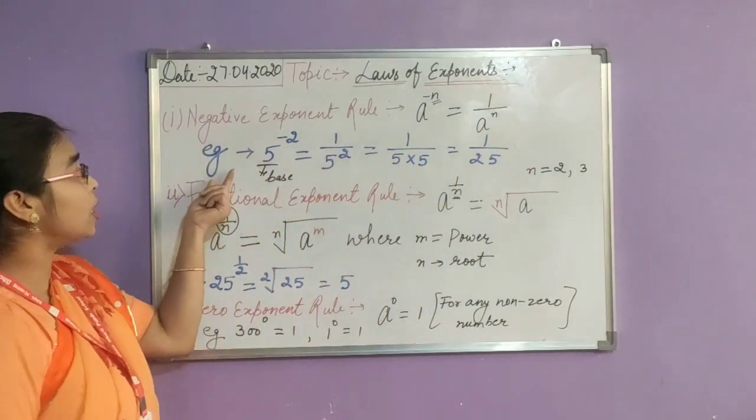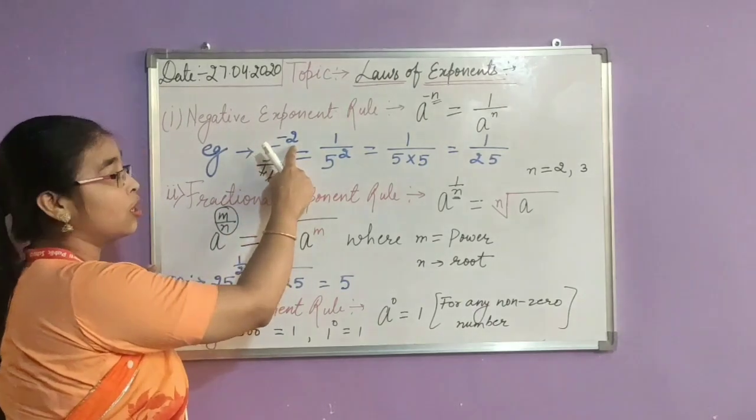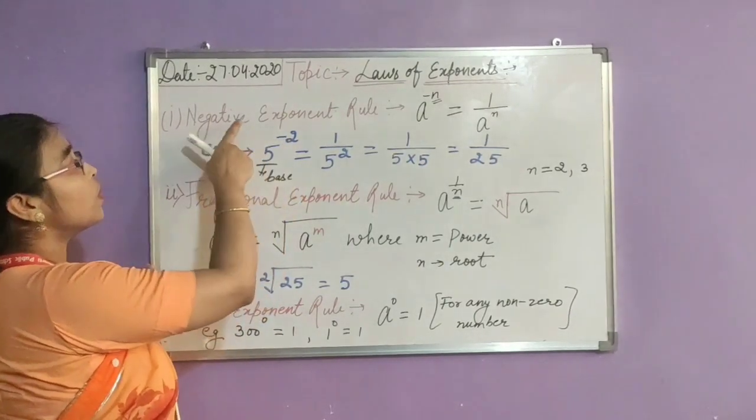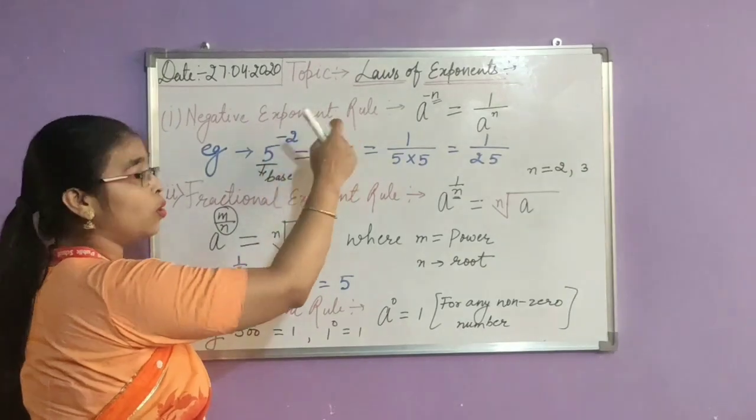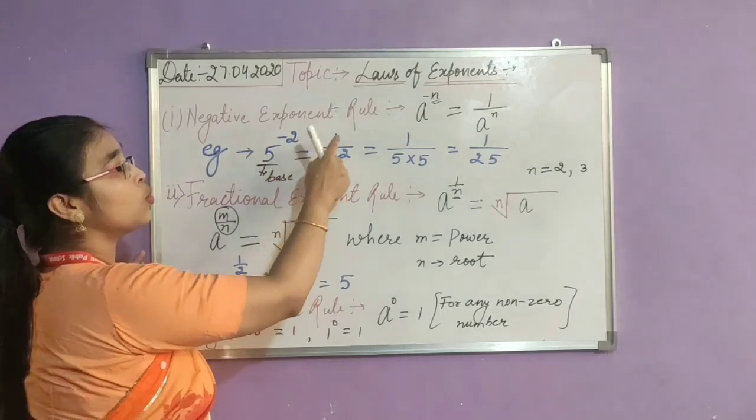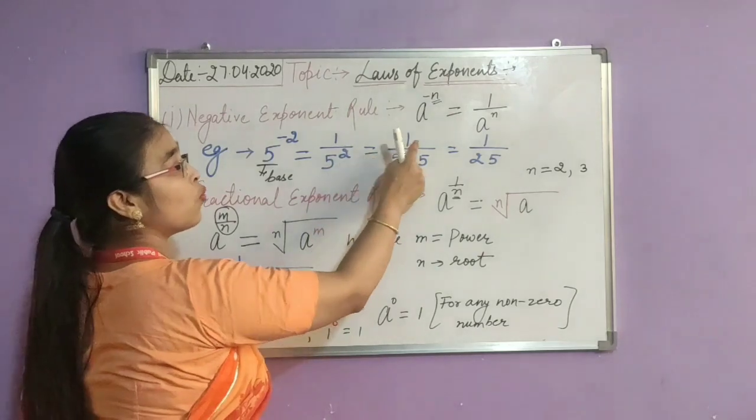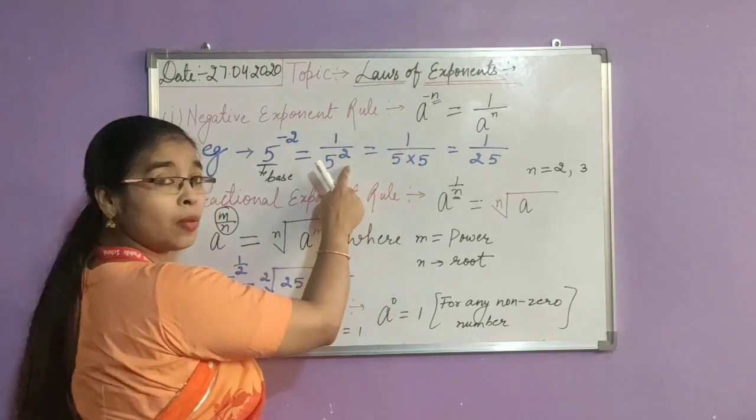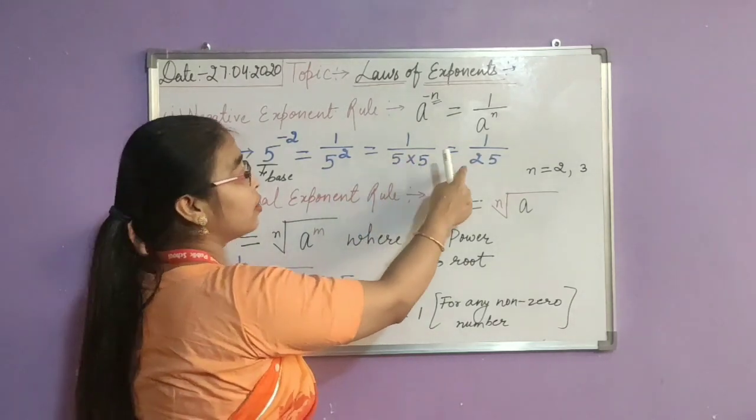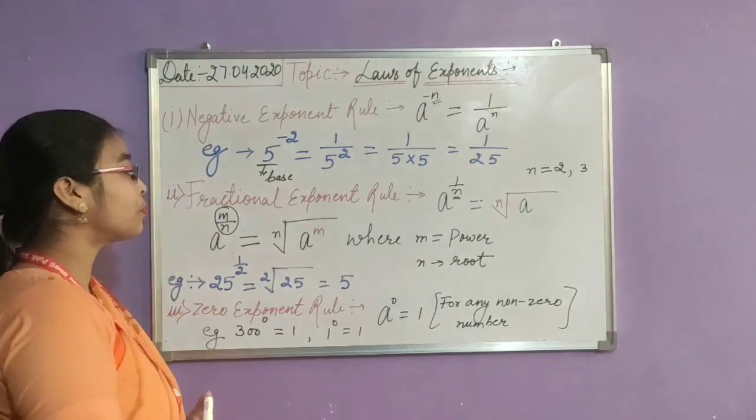Okay, now see the example. Here 5 raised to the power minus 2 is there. 5 is the base and the power is negative, so we will use negative exponent rule. Then 5 raised to the power minus 2 will be equal to 1 upon 5 raised to the power 2. And this is equal to 1 upon 5 into 5, as the power is 2, so we have to multiply 5 two times. And this is equal to 1 upon 25. So this one is the answer.